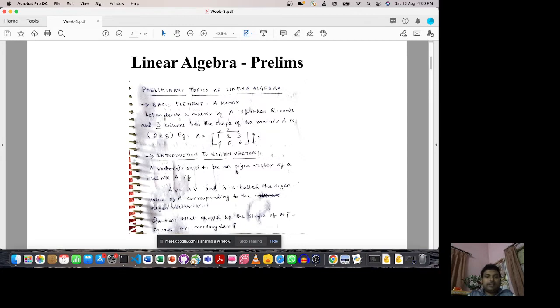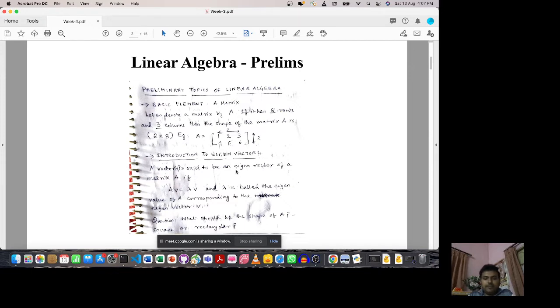The other topic that will be required for LDA is the topic of eigenvectors. A vector V is said to be an eigenvector of a matrix A if AV equals lambda V, where lambda is a scalar constant, and lambda is called the eigenvalue of A corresponding to the eigenvector V. This is the only definition that you will require for understanding LDA.